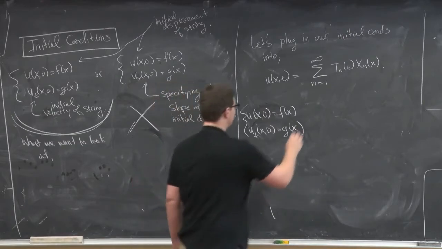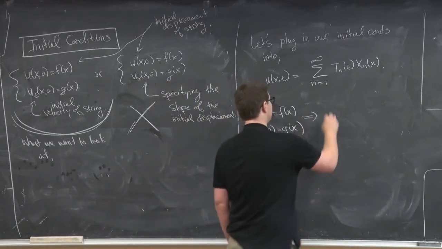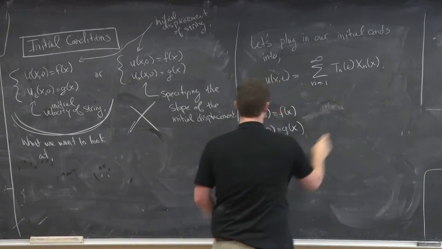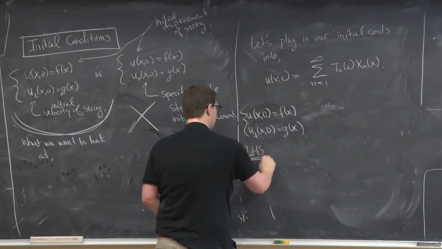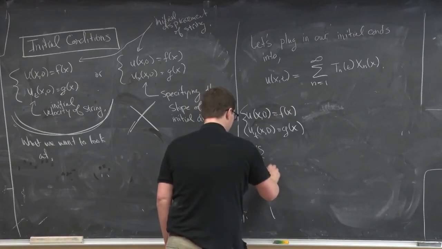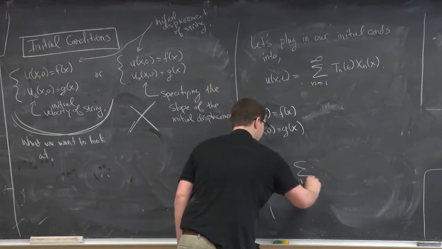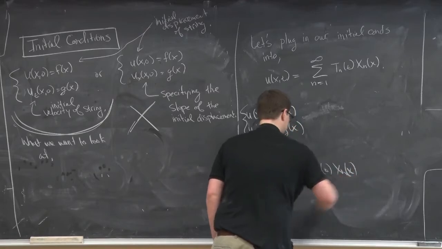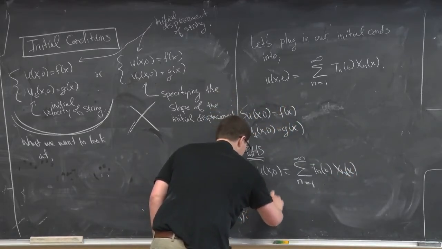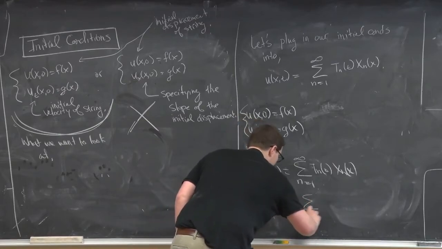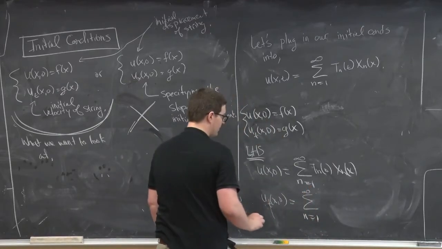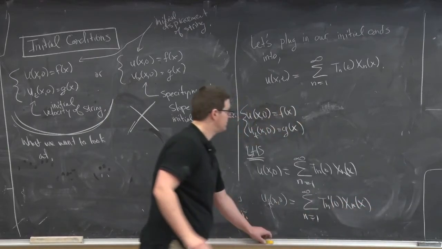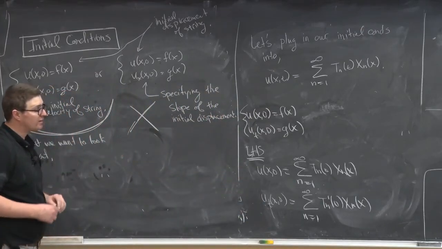So this tells us the following. Let's see what u(x,0) is. Let's just compute both sides. The left-hand side: this is u(x,0), the sum from n equals 1 up to infinity of T_n(0) X_n(x). And u_t(x,0) is equal to the sum from n equals 1 up to infinity of T_n'(0) X_n(x). You guys agree with that?